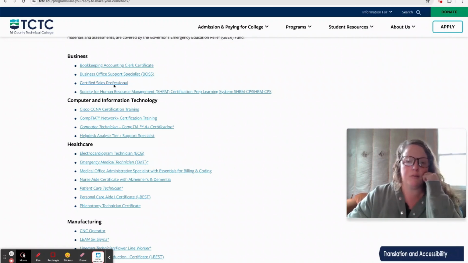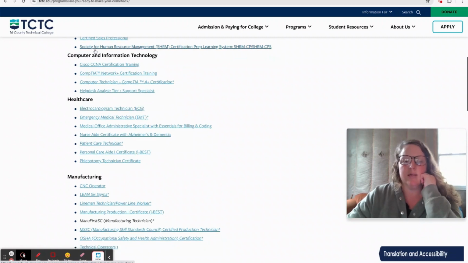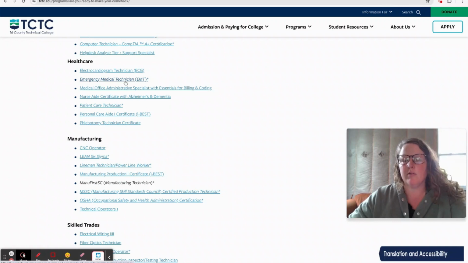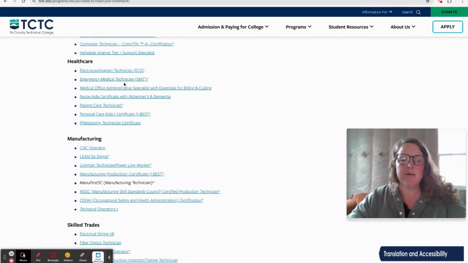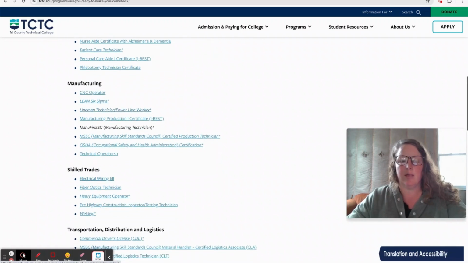Okay, so there's bookkeeping, accounting clerk certificate, business office support specialist, boss, that's funny, certified sales professional, Society for Human Resource Management, prep learning system, Cisco. This is all computer technology, which is very cool. Cisco, CompTIA, computer tech, help desk analyst, healthcare, electrocardiogram tech, emergency medical tech, which is an EMT, which is like a paramedic, medical office administrative, nurse aide certificate, patient care technician, personal care aide, phlebotomy, and then phlebotomy technician certificate.